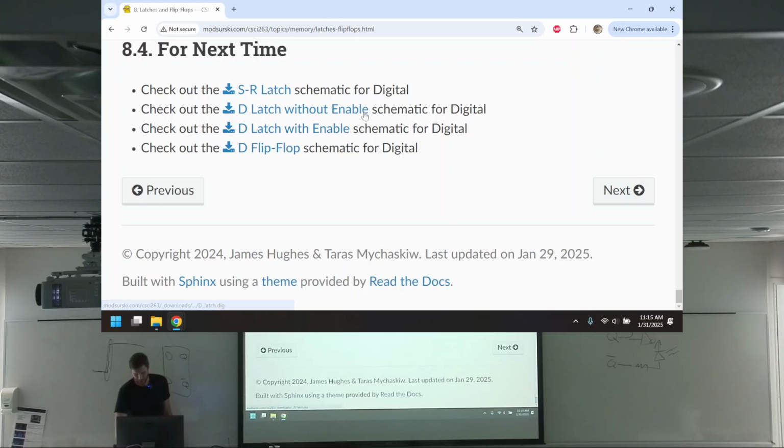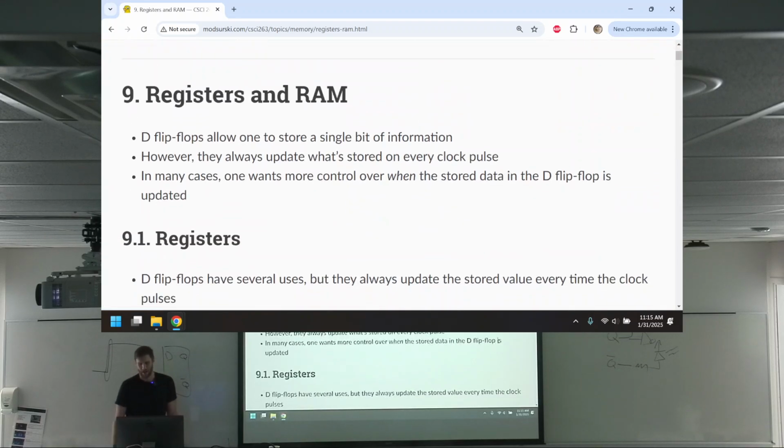SR latch without enable, with enable, flip-flop. Cool, we covered them all. Nice. All right, registers and RAM. So D flip-flops allow one to store a single bit of information. However, they always update what's stored on every clock pulse. In many cases, one wants just a little bit more control.